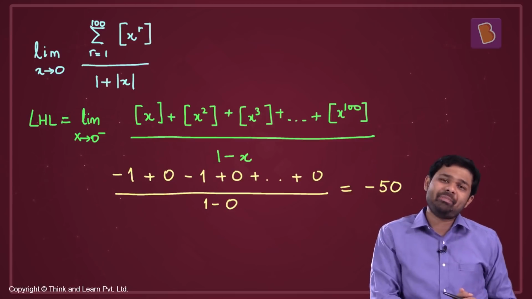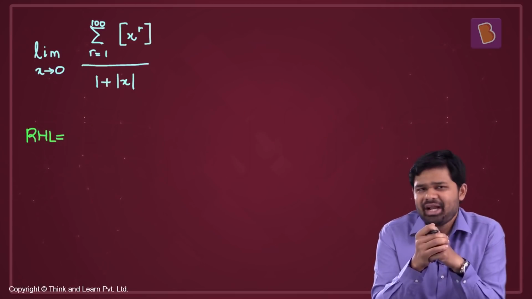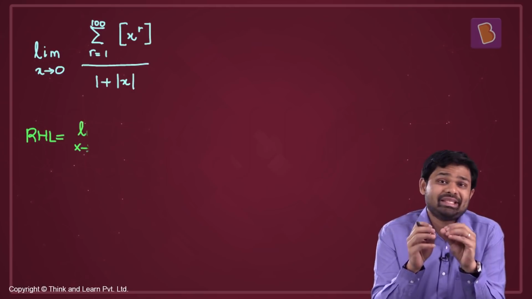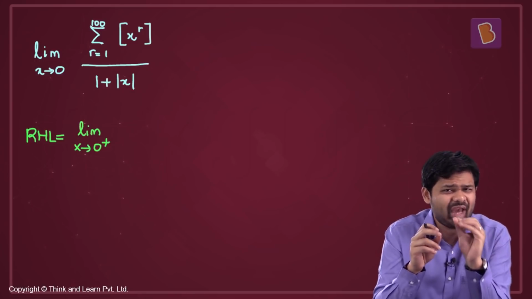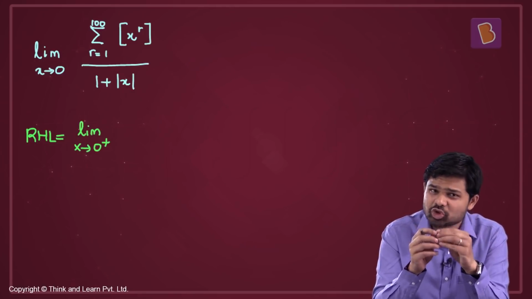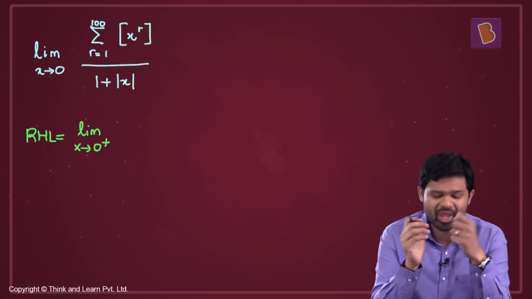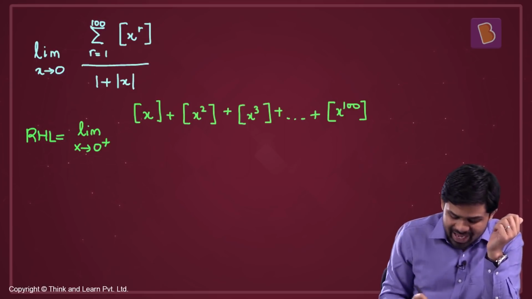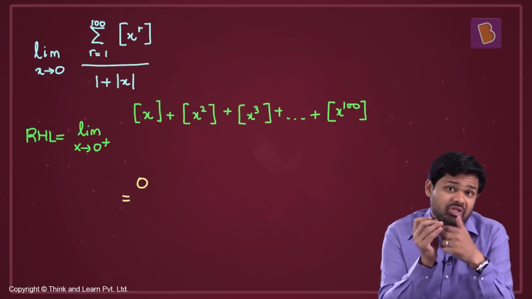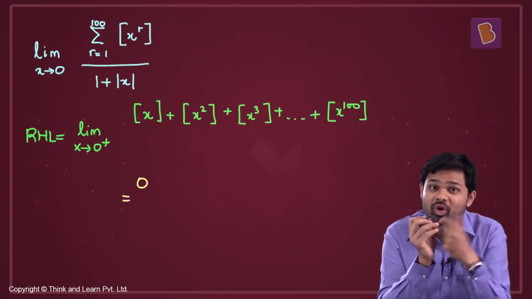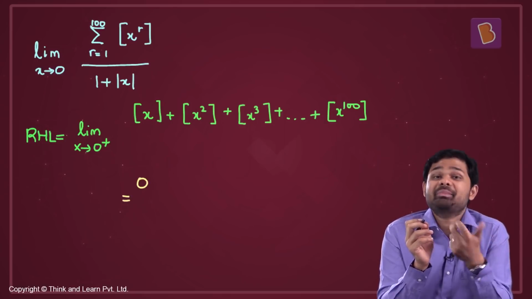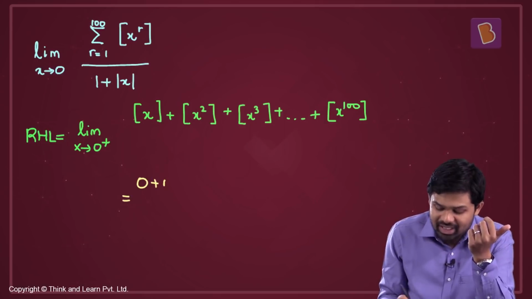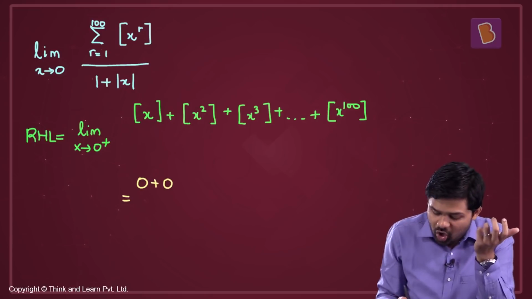Now let's look at what happens to the right hand limit. In the right hand limit, that is going to be limit x tending to 0 plus. This means x is a very small number, very close to 0, but it's a positive number. Okay, so now the greatest integer of x is going to be equal to 0, because it's a small number, slightly more than 0. X square is also going to be a smaller number, slightly more than 0. That's going to be again 0, and so on all the way up to 100.